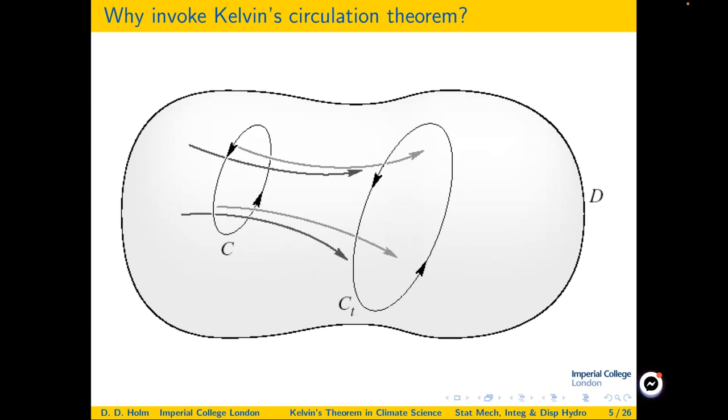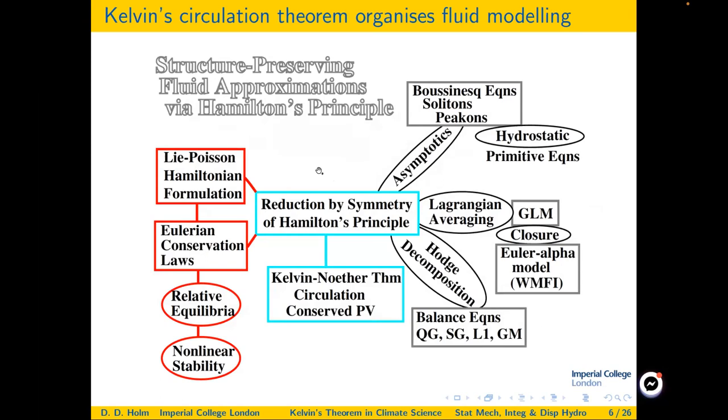It turns out that Kelvin's circulation theorem plays a central role in modeling fluid dynamics, because the idea of reduction by symmetry in Hamilton's principle, and the symmetry here is relabeling of the Lagrangian initial positions or the Lagrangian labels, takes you from the Lagrangian description to the Eulerian description of fluid dynamics. And that Lagrangian description has a Kelvin theorem, which comes from Noether's theorem, actually, because the symmetry of the relabeling of the Lagrangian parcels gives the conservation law, and that conservation law is Kelvin's theorem.